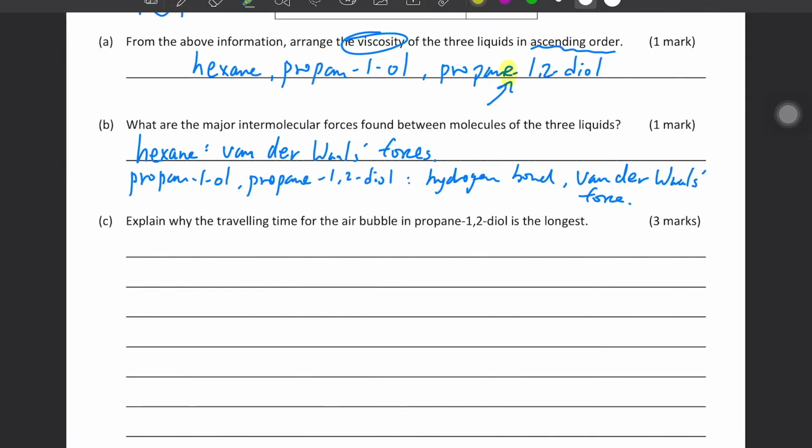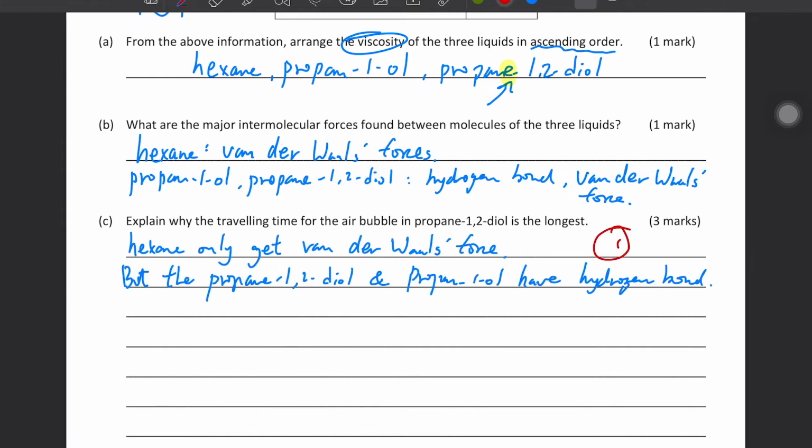So you are going to explain why the traveling time for propane-1,2-diol is the longest, started from comparison, right? Because you are going to explain. So first, we need to state that, as usual, hexane only got weak van der Waals force, but the other two got hydrogen bond, which is stronger. So let's write it down. Now, of course, hexane got only weak van der Waals force, you get 1 mark.